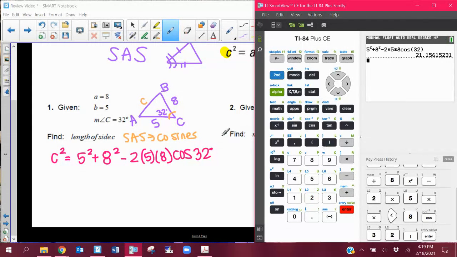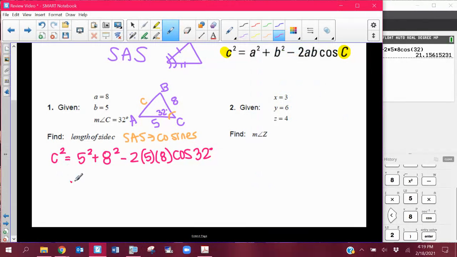Okay, so I got this. Now, please be careful. This is 21.156, and so on. But that is equal to c squared. Okay, you can do a reality check for yourself at this point. 21 doesn't really fit in with these two sides, especially knowing that this is a little bit smaller of an angle. So I should probably have something in between, or maybe even less than.